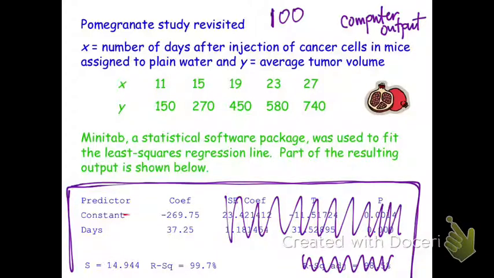So this number, this negative 269, as we remember from the first time we did the LSRL, that's our y-intercept. It is always next to the word constant, because sometimes they like to switch it up on you. So it's not always your first number, it could be the second one. Sometimes they switch them around. So y-intercept goes with constant, and then our slope goes with our x variable, which is days in this case.